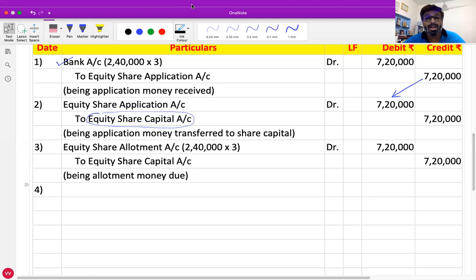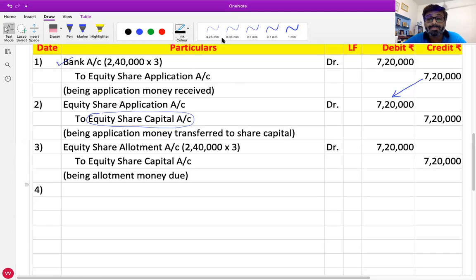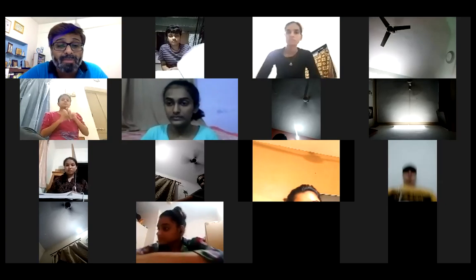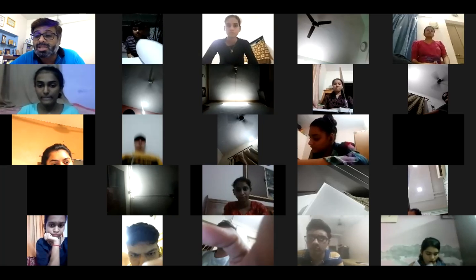Raise your hand who did not understand this. Now, as we discussed, in allotment and calls, first we transfer to share capital and then we will receive the money. So now we'll pass the entry of bank. Whenever you pass the entry of receipt of money, verify whether you have calls in arrears or not.